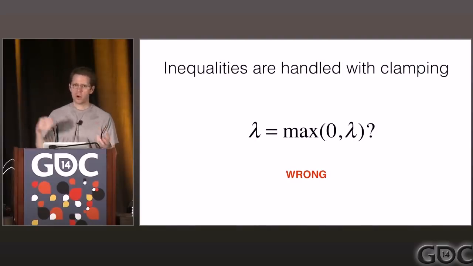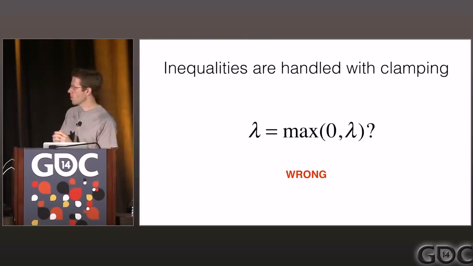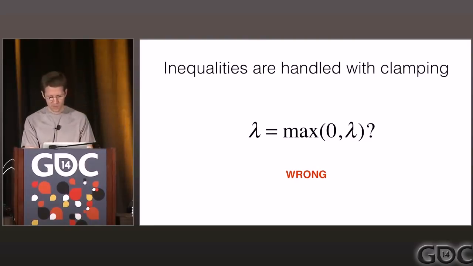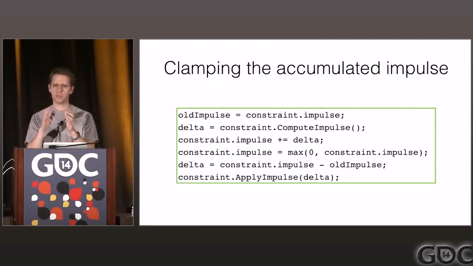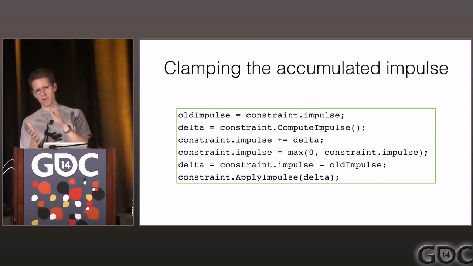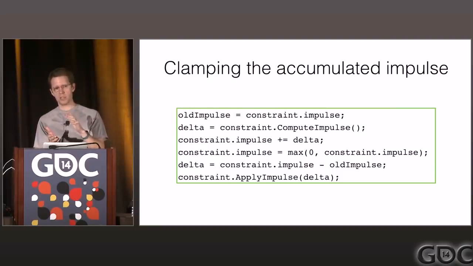So you could just say, well, I'll compute that delta impulse, and I'm just going to clamp it so that it's always pushing. It's always greater than 0. This is actually wrong. So what you want to do is clamp that accumulated impulse. You can think of that accumulated impulse as the total amount of impulse you applied at that constraint over the time step. So you want that thing to be positive. This will allow the incremental impulses to be negative.